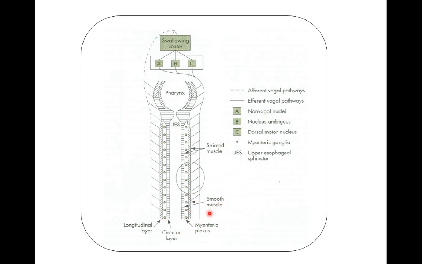Esophagus muscle includes longitudinal layer, circular layer, and the first part of esophagus, striated muscle, and in swallowing center A, B, C, non-vagal nuclei, nucleus ambiguus, dorsal motor nucleus. This is the afferent vagal pathways, and that is the efferent vagal pathways.